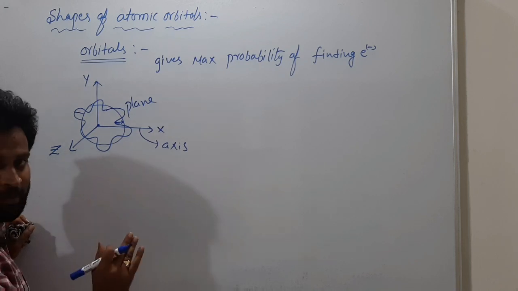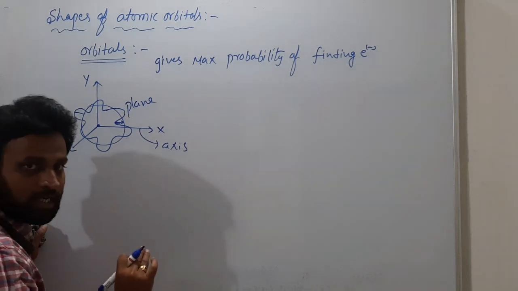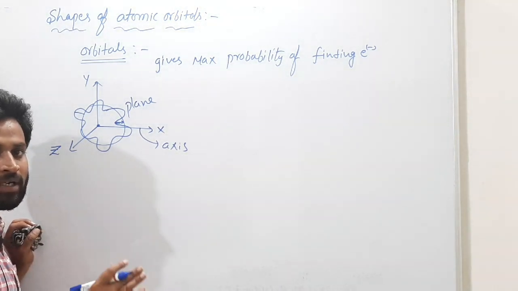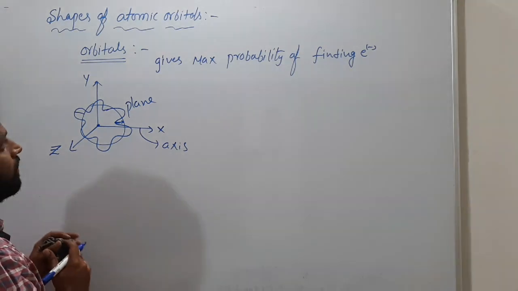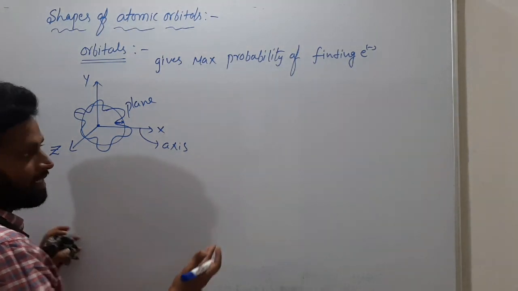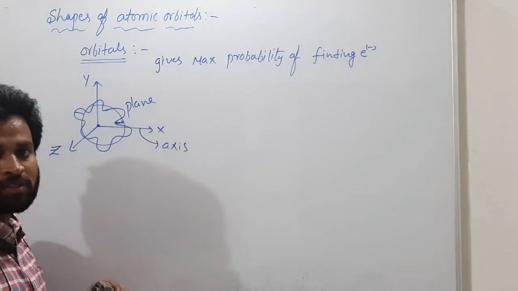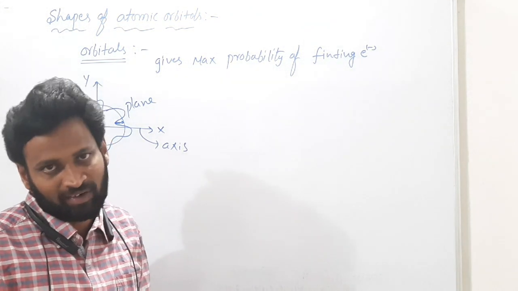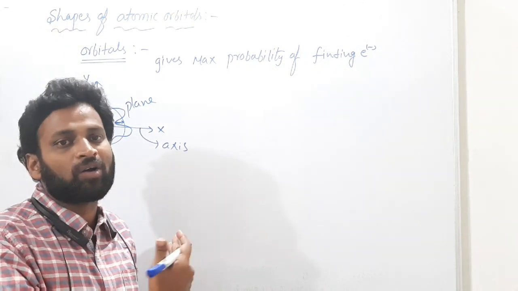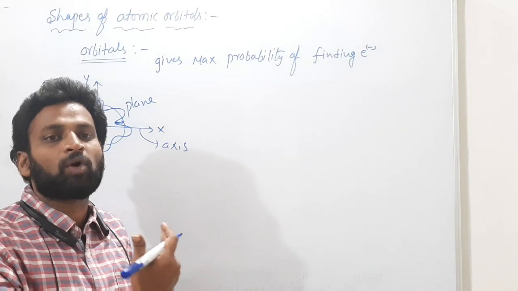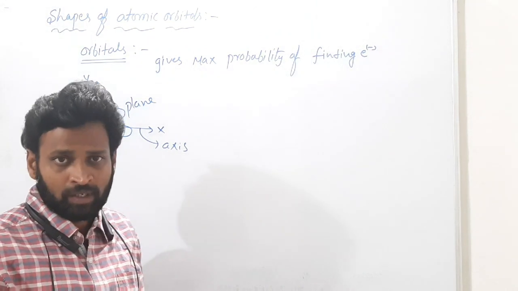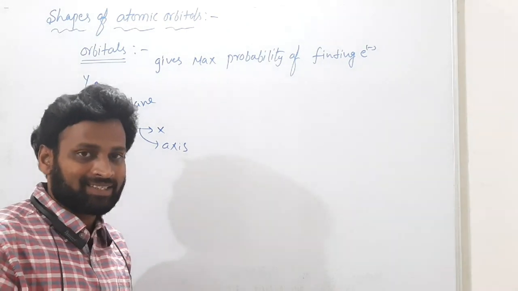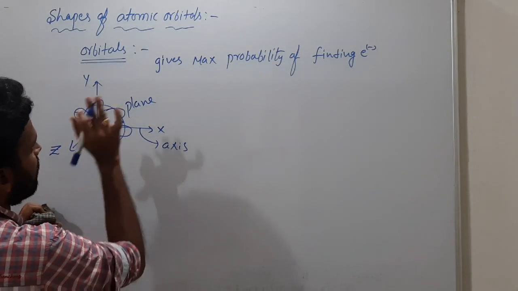I repeat: the space around the nucleus in which the probability of finding an electron is maximum, about 95%, is called an orbital. So how many orbitals does s have, how many does p have, and how many does d have? They all give probabilities of finding electrons. P has 3 orbitals, meaning the p subshell has 3 probabilities of finding the electron: one on the x-axis, one on the y-axis, and one on the z-axis. So this is about orbitals.